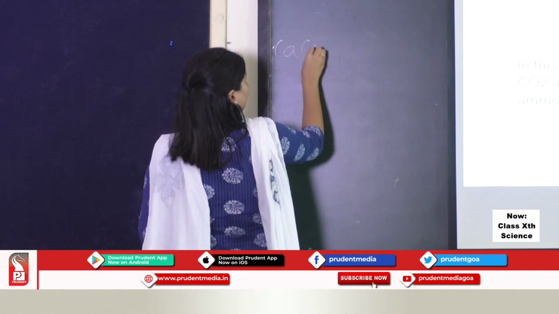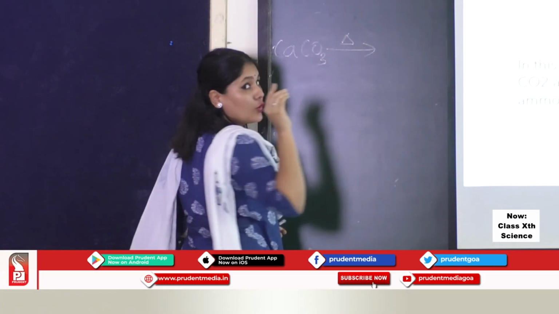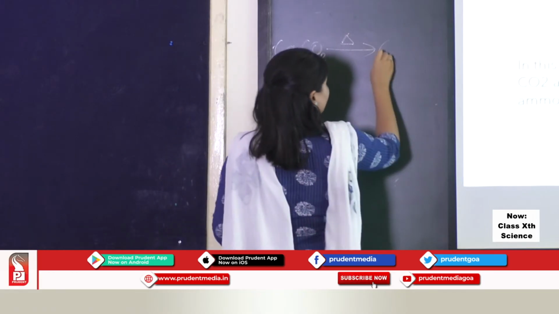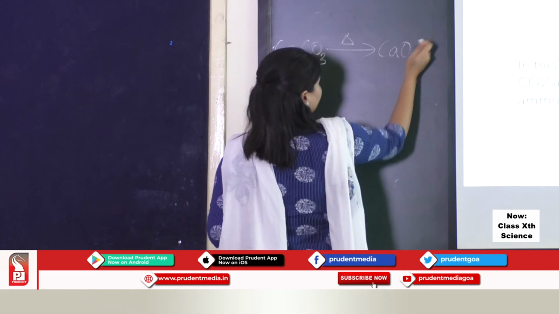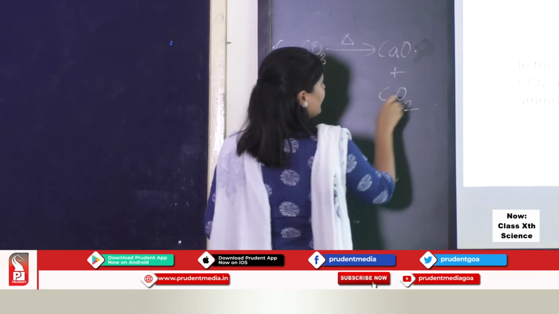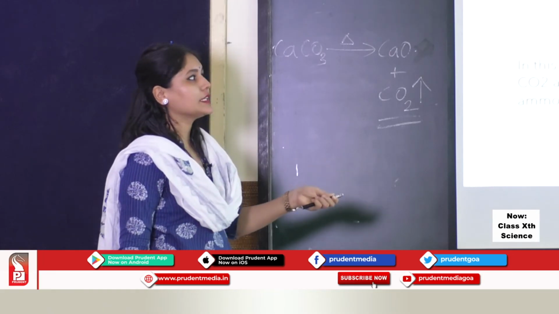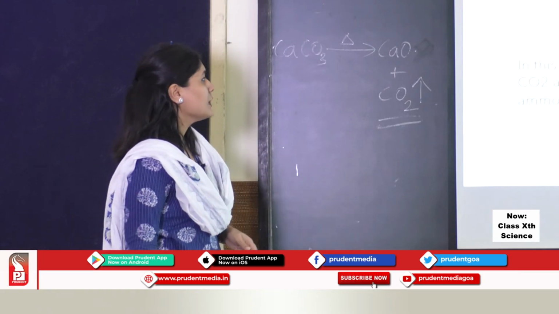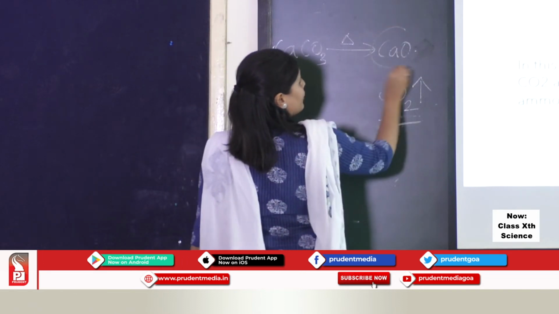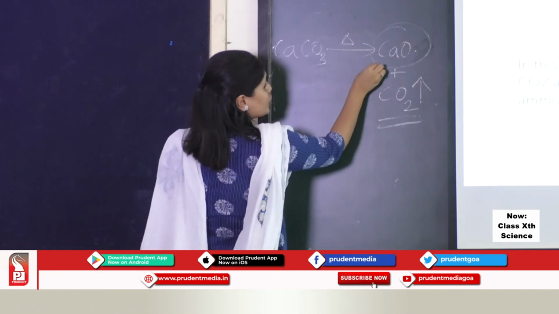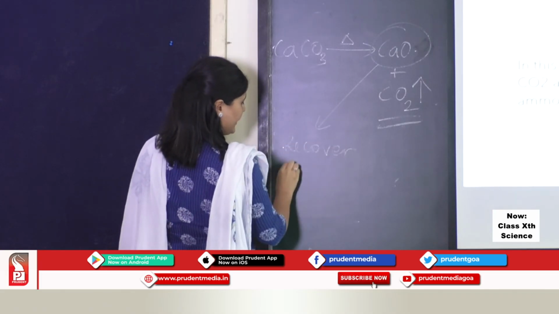So calcium carbonate, that is CaCO3, when you heat it, it is going to undergo a decomposition reaction giving you calcium oxide plus carbon dioxide. The carbon dioxide that is being released is used in this process, that is Solvay's process. And the resultant calcium oxide that is obtained is used to recover ammonia.